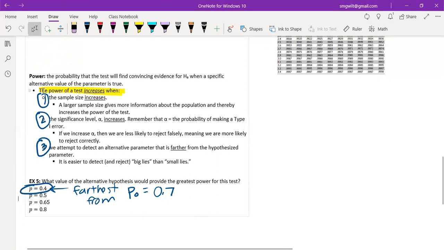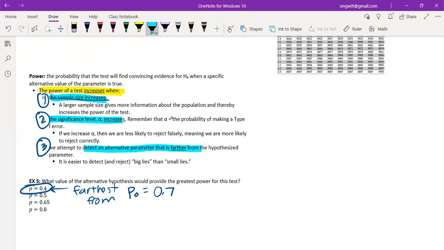Remember, in general, there are questions that just ask you what will increase the power of the test: increasing the sample size, increasing the significance level, and detecting an alternative parameter farther from hypothesized. 1 and 2 are usually going to be the answer in something that's verbal, and then they test your understanding of the third one numerically, like we did in example 5.